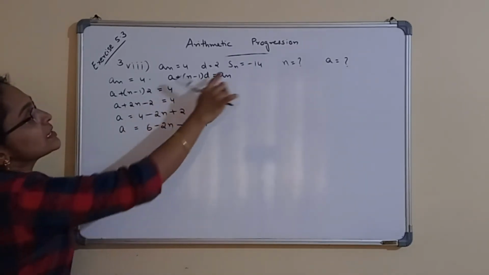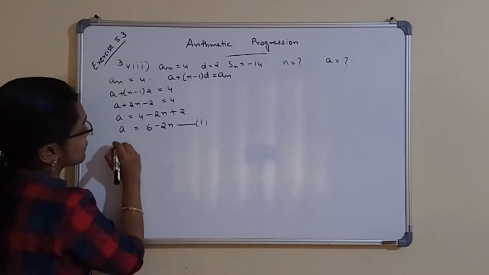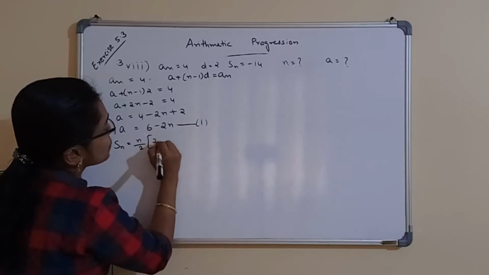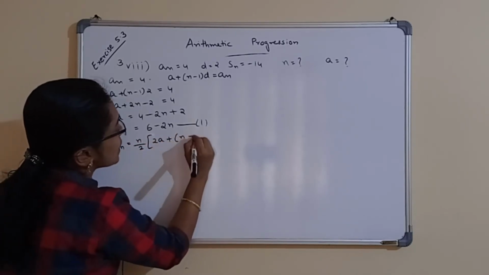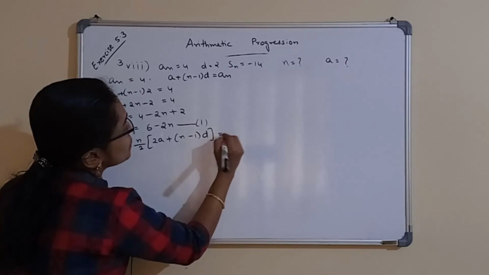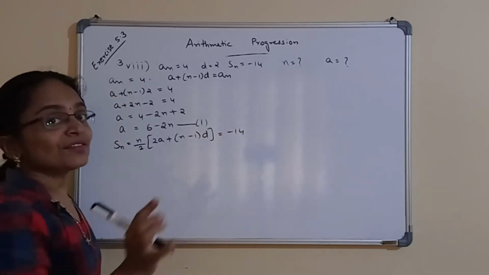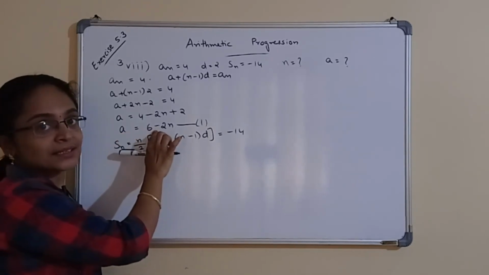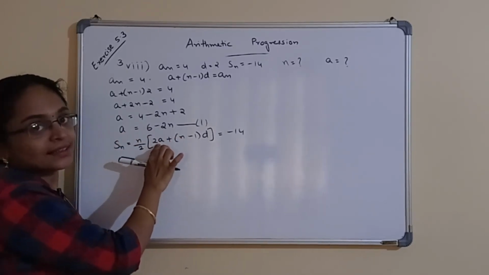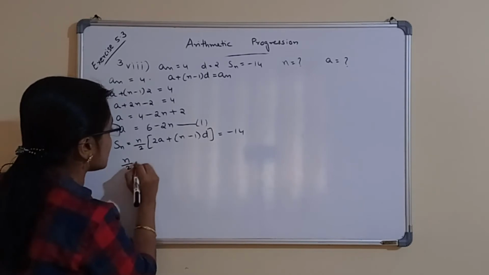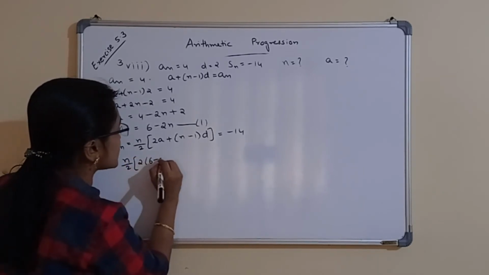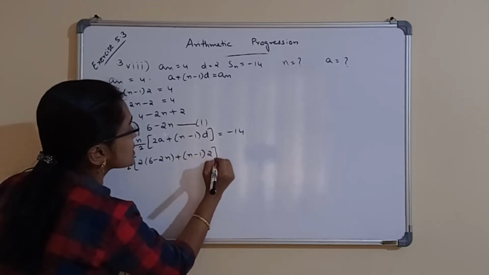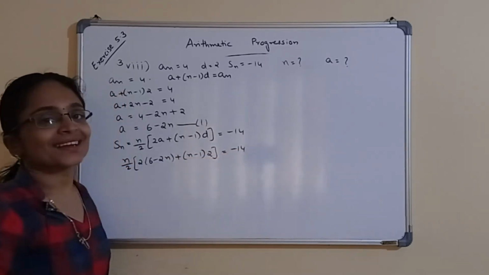Now, S_n is given as minus 14. What is the formula for S_n? S_n is equal to n by 2 into (2a plus (n minus 1) into d), which is equal to minus 14. Now, we can substitute for d here and we have a as 6 minus 2n. So, substitute that here. So, we will get n by 2 into (2 into (6 minus 2n) plus (n minus 1) into 2) is equal to minus 14, right?